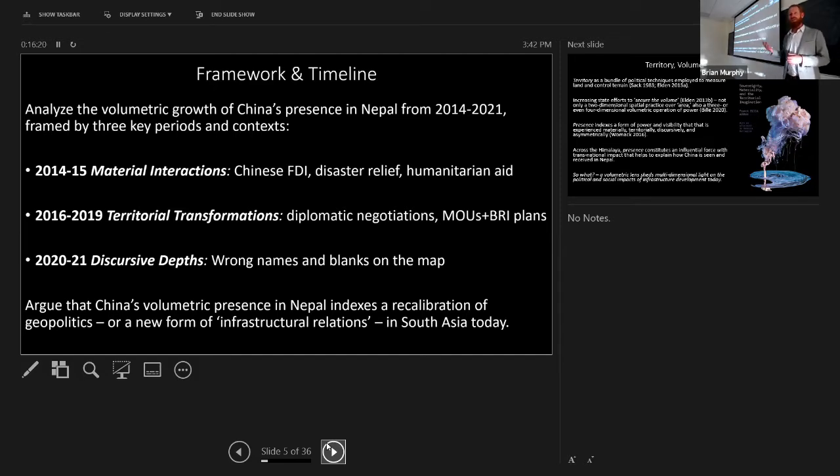So following these lines of thinking, I'll argue that China's volumetric presence in Nepal indexes a recalibration of geopolitics or a new form of what I've called infrastructural relations in South Asia today, a different kind of international relations that are leveraged and met through infrastructural investment and development.